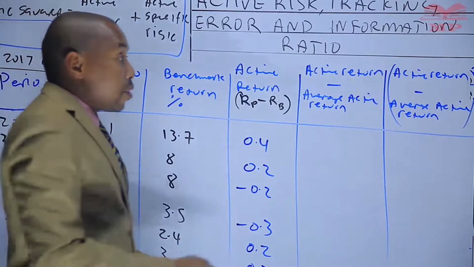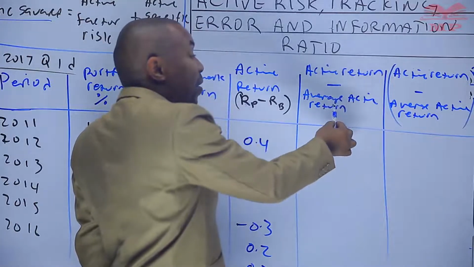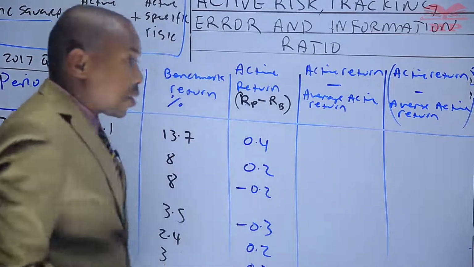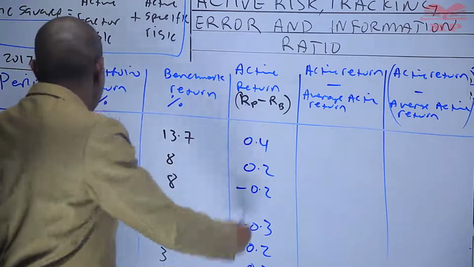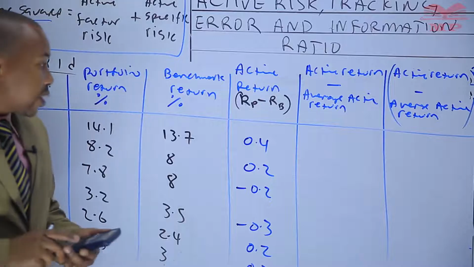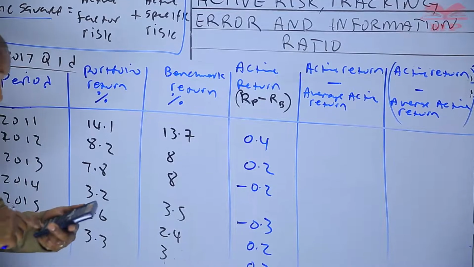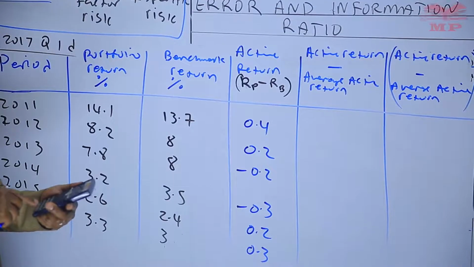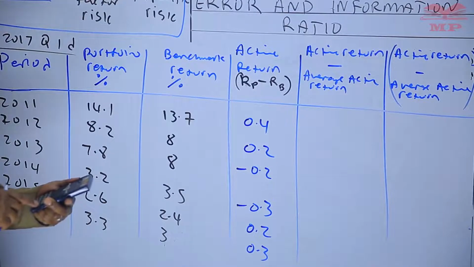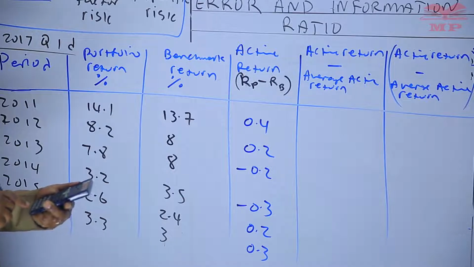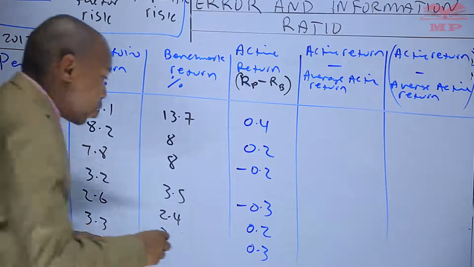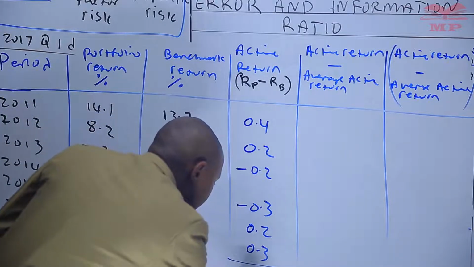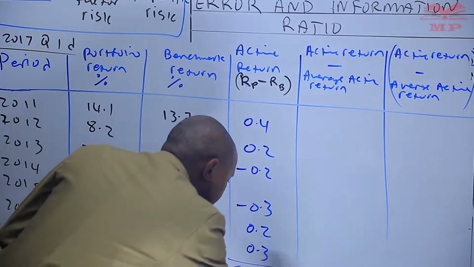Active return, ladies and gentlemen, you are required to get active return minus average active return. So that means we need to get the average active return. We add all this and then we divide by the number right there. So we're saying we have 0.4 plus 0.2 minus 0.2 minus 0.3 plus 0.2 plus 0.3. So we get 0.6. So the summation over here is 0.6.